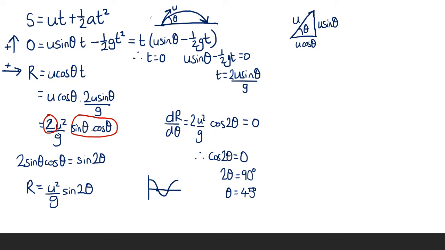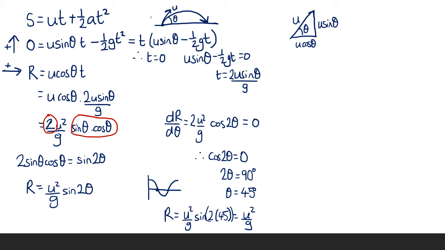So if you throw it at a 45 degree angle, in the absence of air resistance, you will get the maximum range of the projectile. What is that maximum range? Well, it will be u squared over g times sine of 2 times 45. 2 times 45 is 90, so sine 90 is 1. So it's just u squared over g is the maximum range.